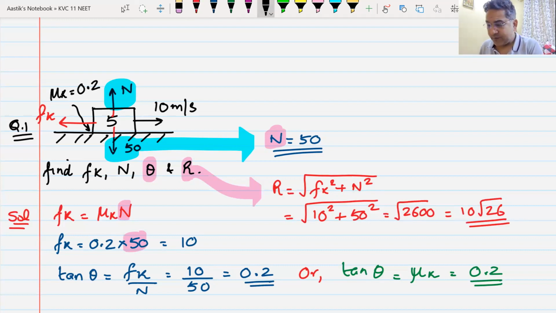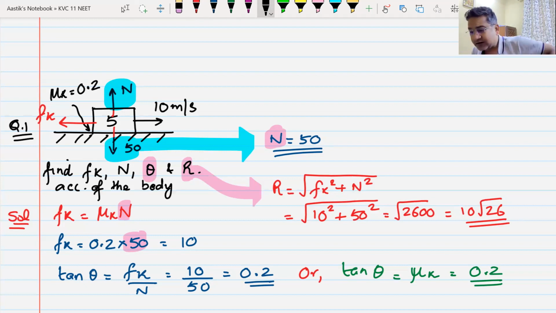You can also find one more thing here. Find the acceleration of the body. We can also do it here. Find the acceleration of the body. That is the last thing that could be asked. What is the acceleration of this body?